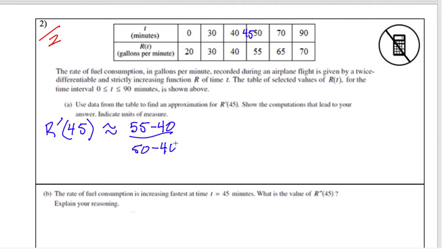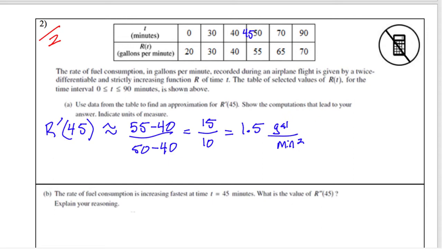I don't have a calculator anymore, so I'm going to do this all by hand. 55 minus 40 is 15. 50 minus 40 is 10. This turns into the decimal 1.5. And what are our units? So this is r prime. So r is gallons per minute. If I take the derivative, I'm adding on a minute into the denominator, so this is going to be gallons per minute squared.